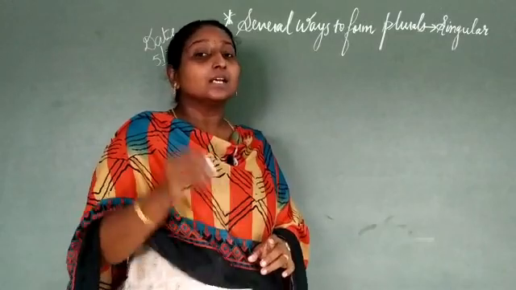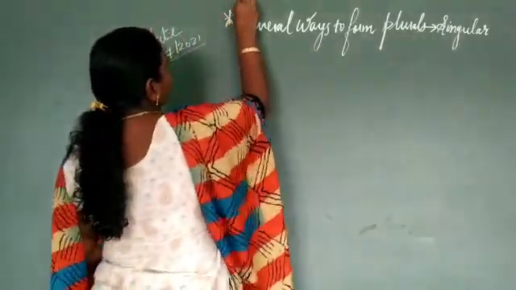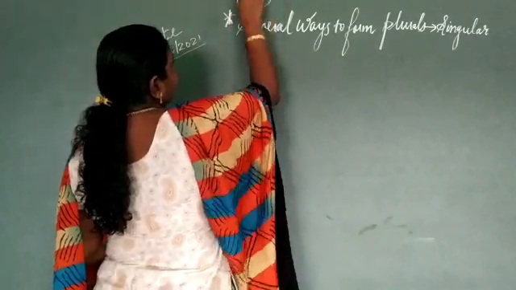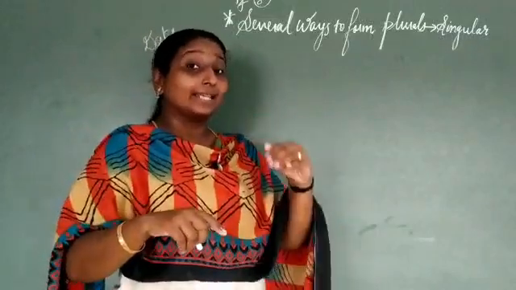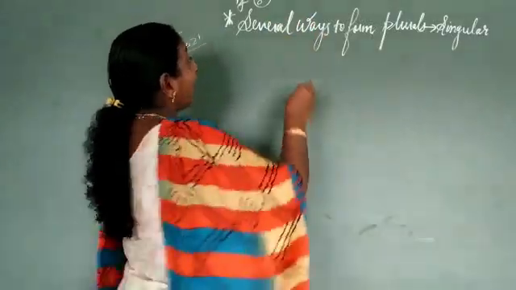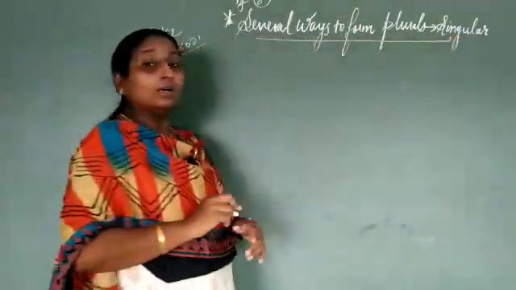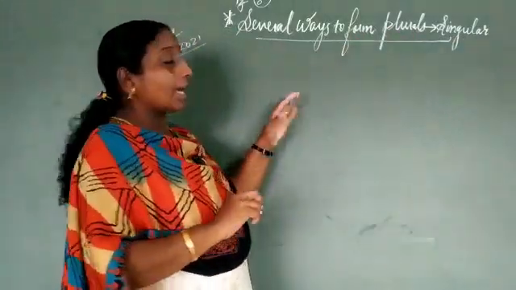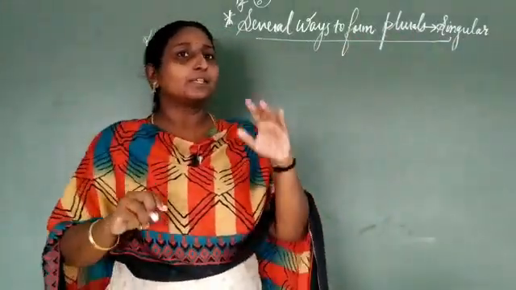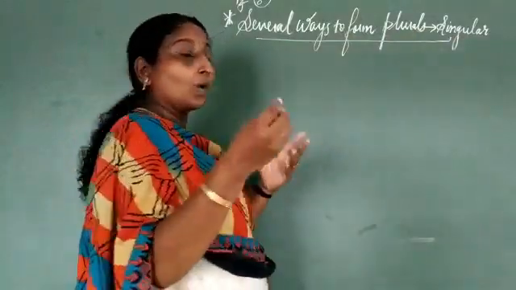Now children, come to page number 8 of your English grammar textbook. Here there is a green box. And in that green box, there are 10 different rules on how to make singular nouns plural. So here I will go one by one. The first one is, we can add S to make some nouns plural.